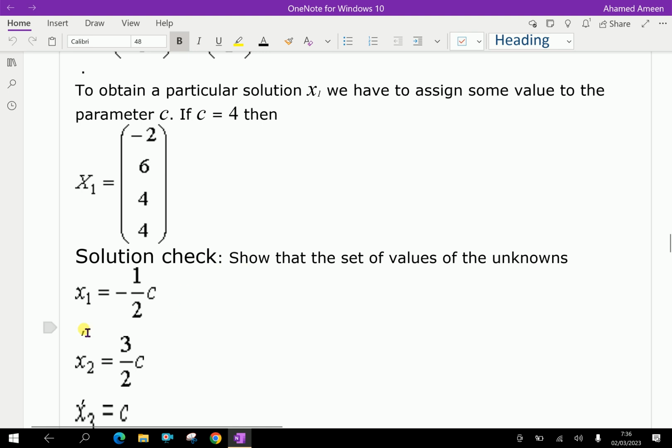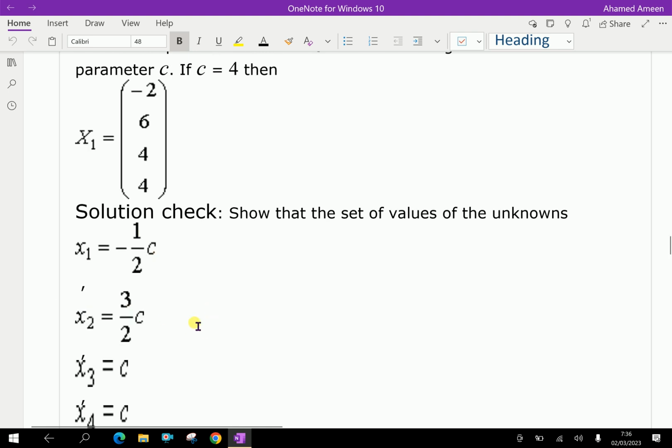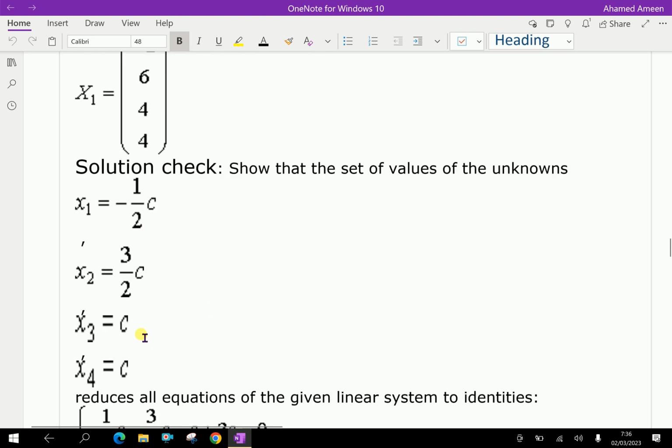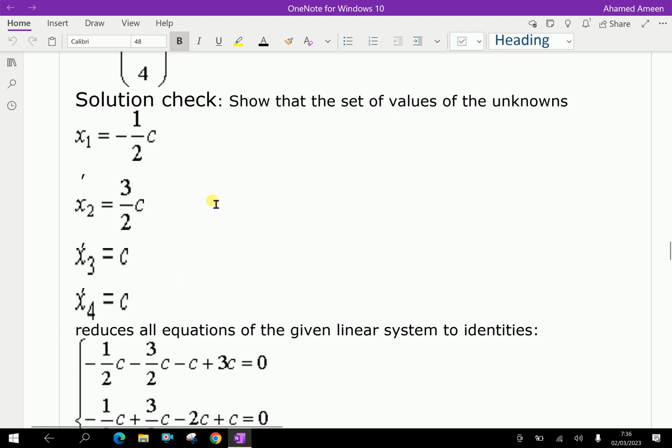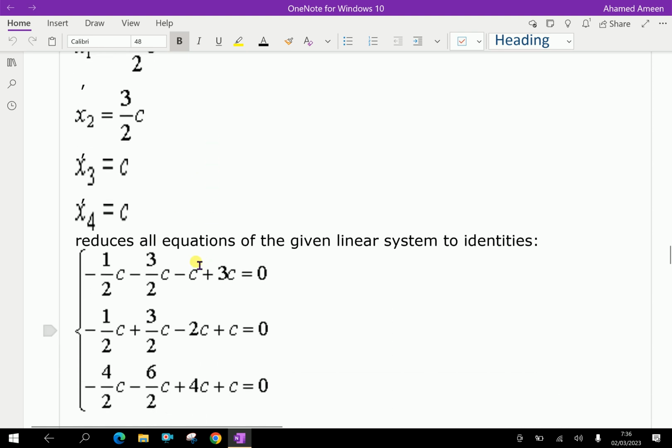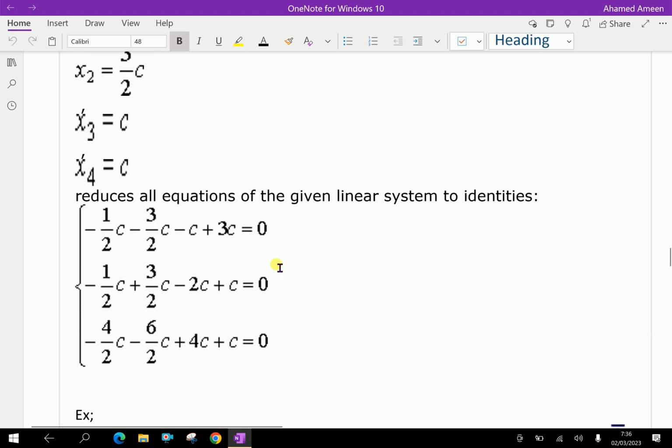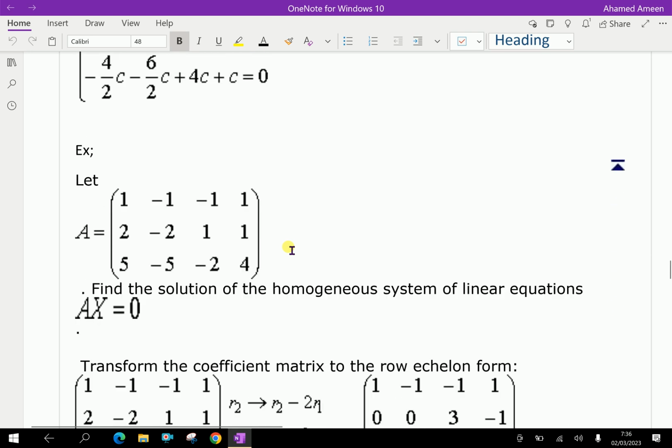We will check the solution. x1 is minus half c, x2 is 3 by 2 c, x3 is c, x4 is c. Reducing the equation in terms of c, of course this equals 0, because minus half c minus 3 by 2 c is minus 2c, minus c is minus 3c, plus 3c is 0. Like this, all are satisfied. Next example.